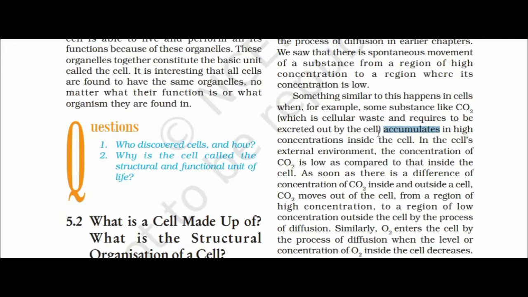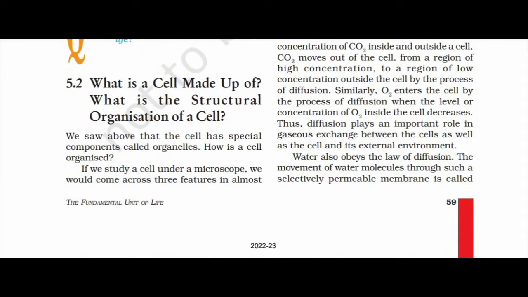And how is it thrown out? Because of low concentration outside the cell, low concentration in the external environment of the cell. So in this way, CO2 moves out of the cell from a region of high concentration to a region of low concentration outside the cell by the process of diffusion. Similarly, O2 enters the cell by the process of diffusion when the level or concentration of O2 inside the cell decreases. Thus, diffusion plays an important role in gaseous exchange between the cells as well as the cell and its external environment. Water also obeys the law of diffusion.